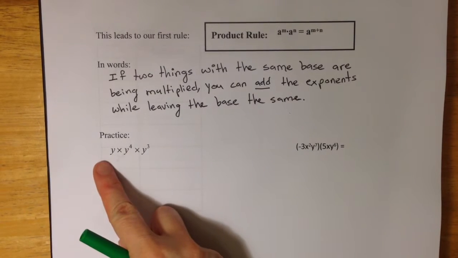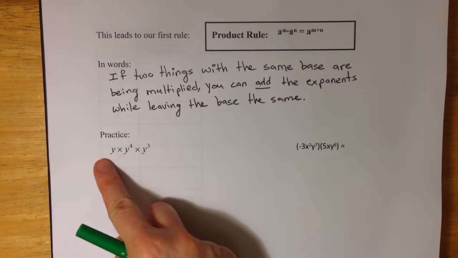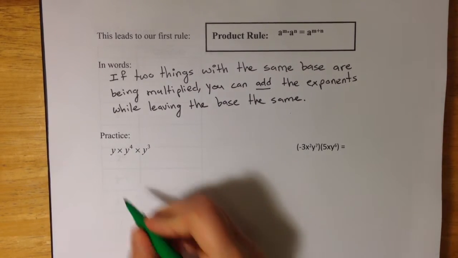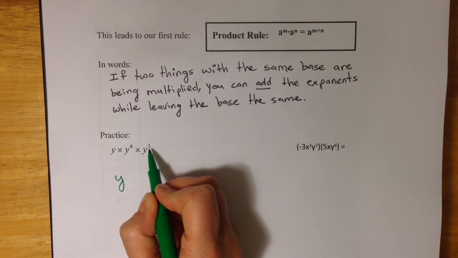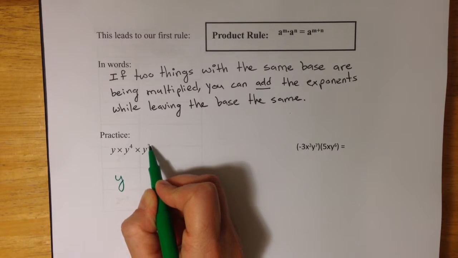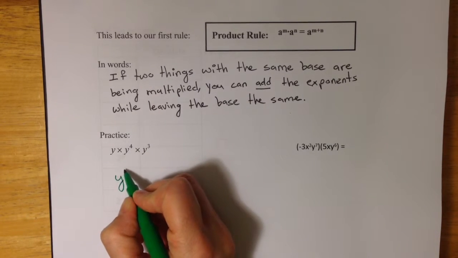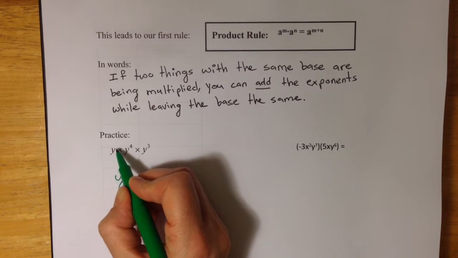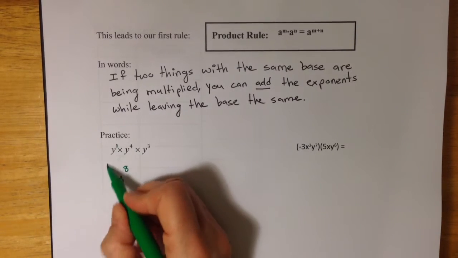For this first practice problem, I have y times y to the 4th times y cubed. The things are all being multiplied, and they all have the same base, which means that I can add the exponents. Over here, I've got y to the 4th and y cubed, so that really clearly goes 4, 5, 6, 7. But I can't forget about this lone y over here. There are really 8 y's altogether here. You can always think about something by itself having an exponent of 1 if that helps you when you're adding.